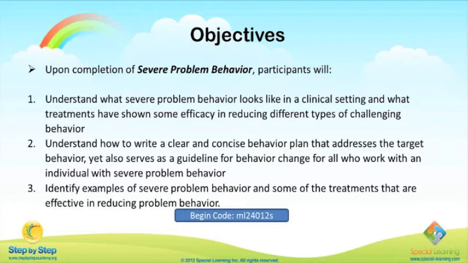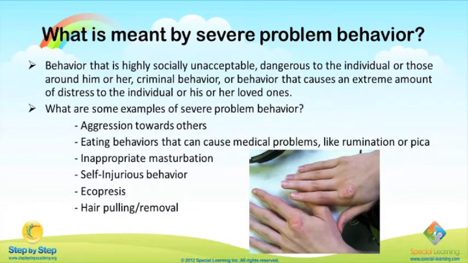Our second objective is to talk about how to write a clear and concise behavior plan that addresses your target behavior or behaviors and also serves as a guideline for your staff who may be implementing those behavior plans to ensure the best consistency in approaching those problem behaviors. The third is to identify examples of severe problem behavior and some of the treatments that can be effective in those in all different environments, both in recent research as well as in our clinical setting here at Step by Step Academy. So what exactly is meant by severe problem behavior?